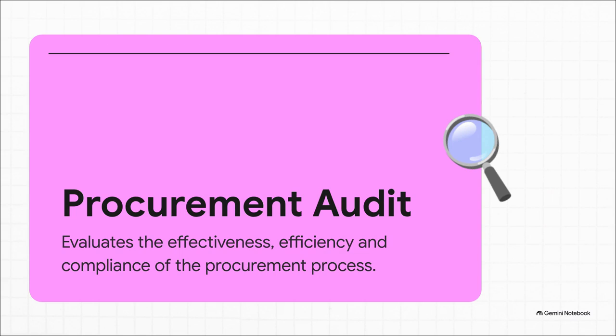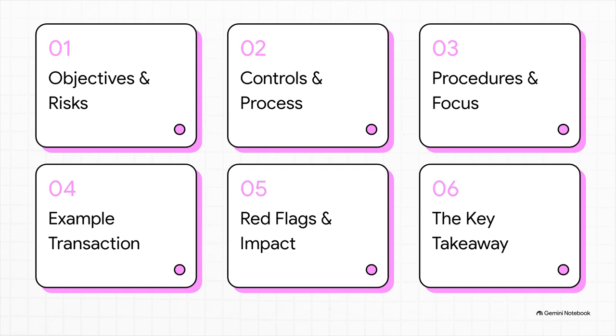At its core, a procurement audit is evaluating the effectiveness, the efficiency, and the compliance of your entire purchasing process. You can think of it as your North Star. It's there to make absolutely sure you're getting the right goods in the right quantity at the right price, ultimately safeguarding your organization's assets. Here is our roadmap for today. We're hitting 6 key areas: objectives and risks, controls and processes, audit procedures, an example transaction, red flags, and we'll wrap it up with the key takeaway.